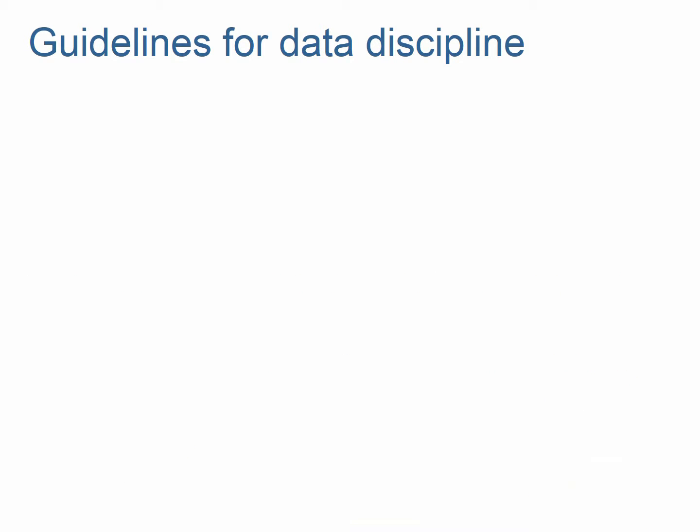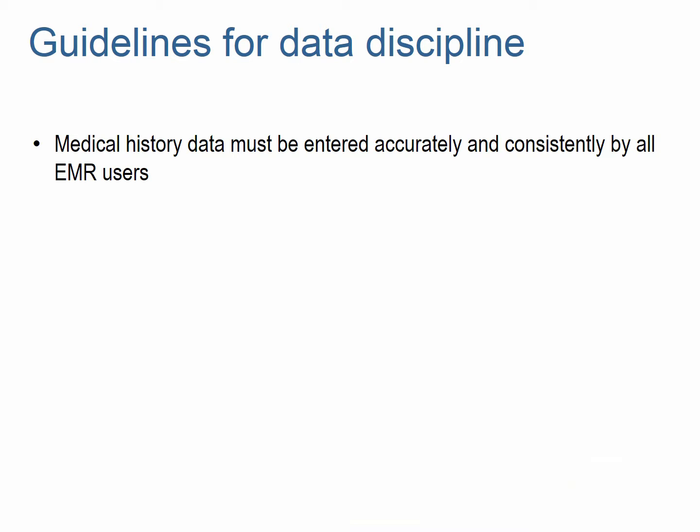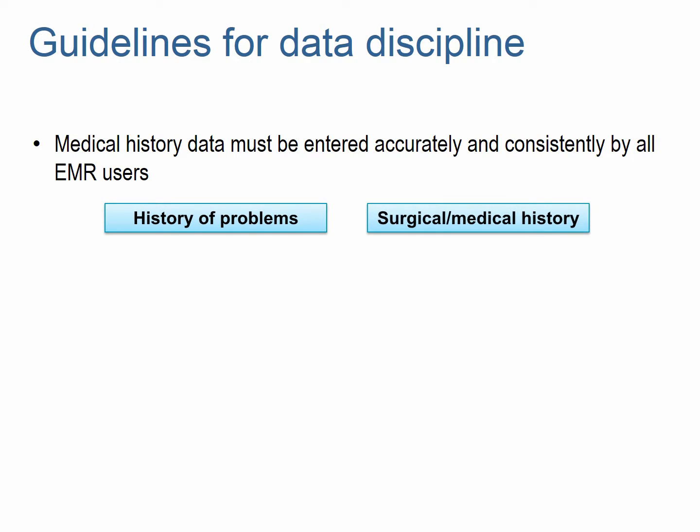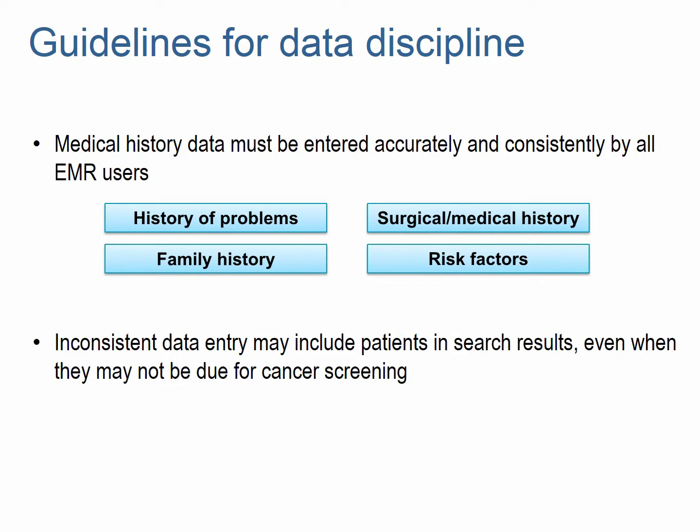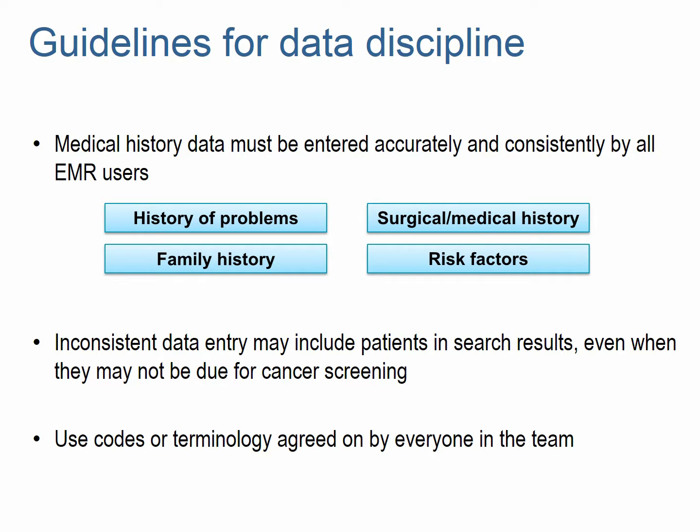Another great example is with patient medical history. There are numerous fields in the patient profile that let users manage their data entry. History of problems, surgical medical history, family history, and risk factors are a few of those fields, and all of them can be searched to find patients with specific medical history criteria. If data is not entered into those fields consistently, you're going to find that it will be very difficult to use these fields to identify patients who may be due for a cancer screening procedure. Data standardization allows teams to come to agreement on standard terminology or codes that can be used in every case.